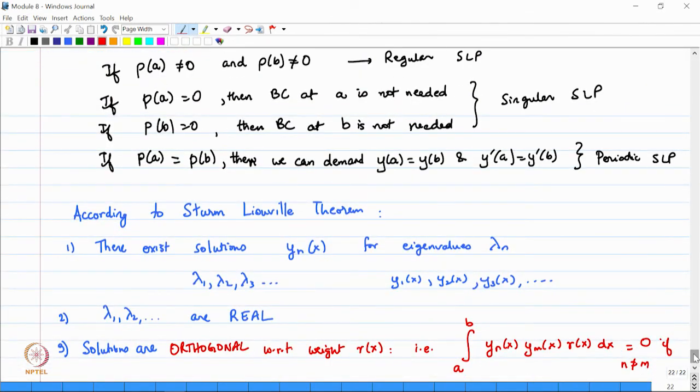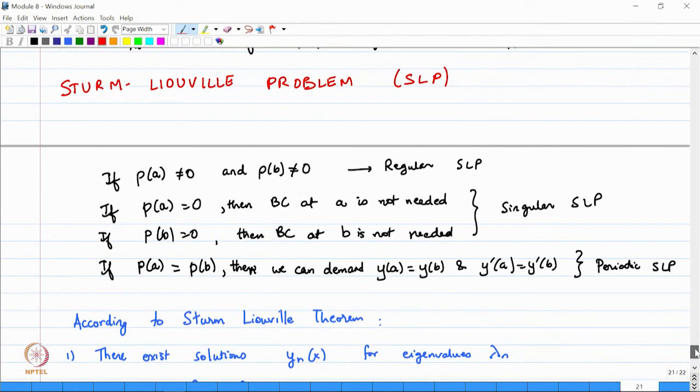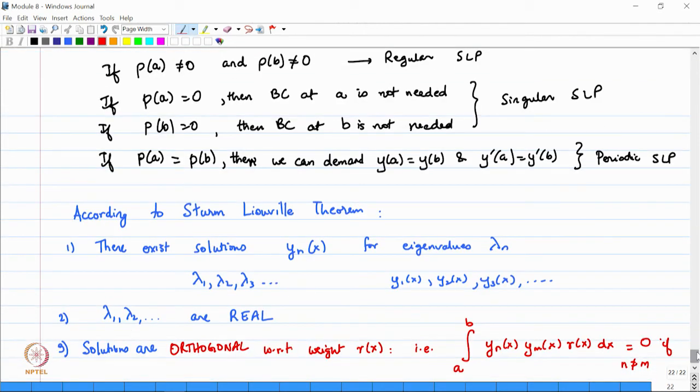Just by having a differential equation in this form, and having suitable boundary conditions, you can get orthogonal eigenfunctions. Obviously we said that if P A equal to 0, then the boundary condition at A is not needed. If P B equal to 0, the boundary condition at B is not needed, and if both are 0, then you do not need any boundary conditions, and you can just write this orthogonality. Now once you have this orthogonality, then you can expand your functions in terms of these orthogonal functions.